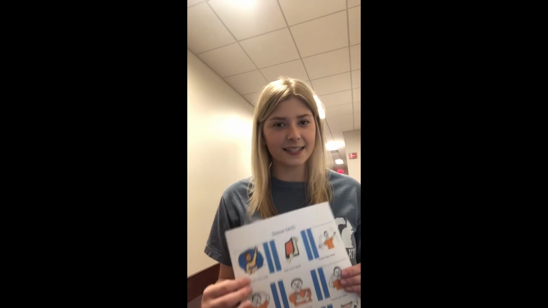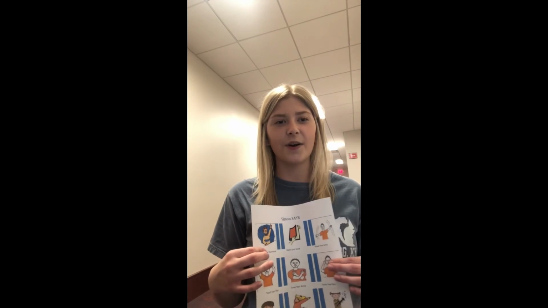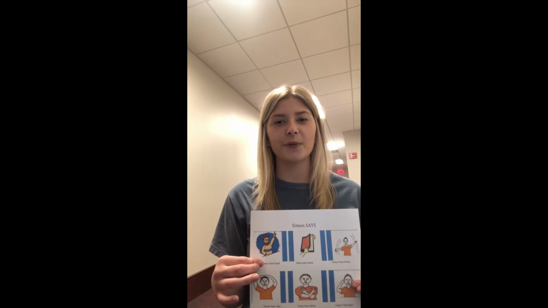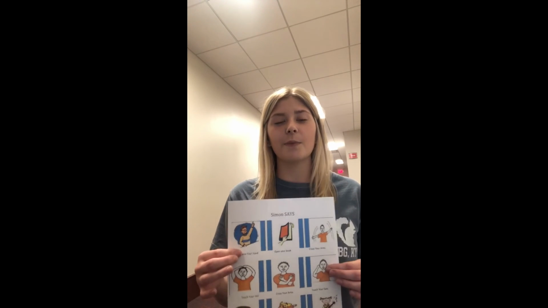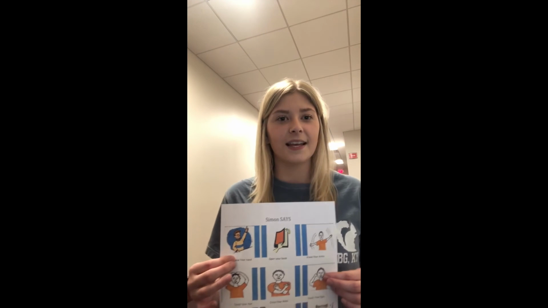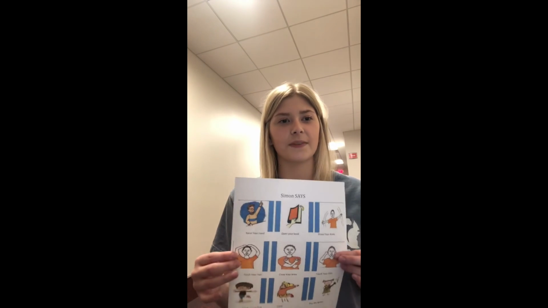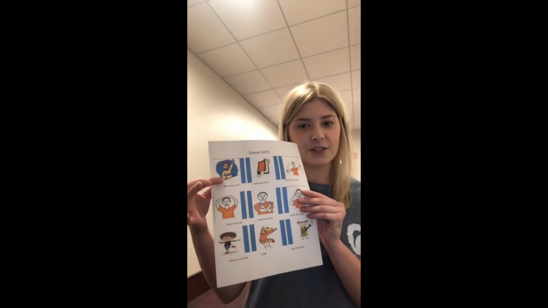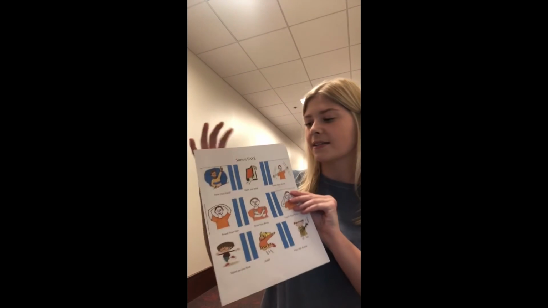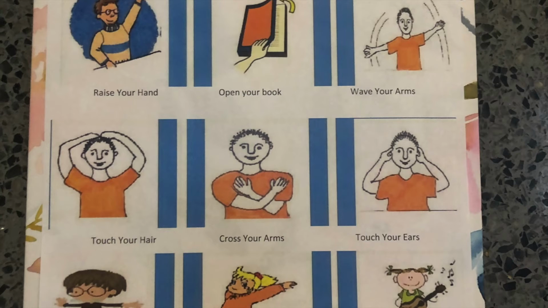The next activity is Simon Says. During this activity, Kana will target her receptive language, or comprehension of spoken directions, through a modified game of Simon Says. The clinician will give a one-step direction. For example, Simon says to raise your hand, or Simon says to open your book.